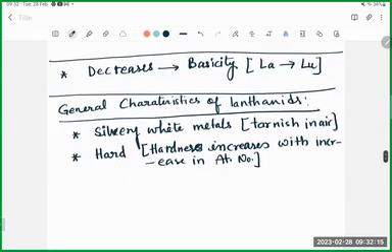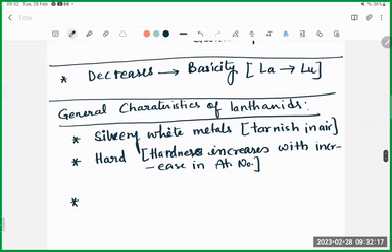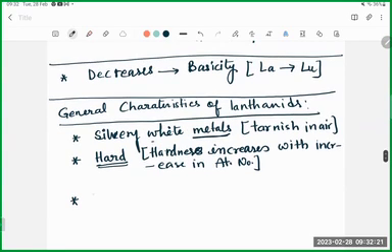Since we have seen they are metals, and they are hard, the next property is conductivity. They are good conductors. They show conductivity.